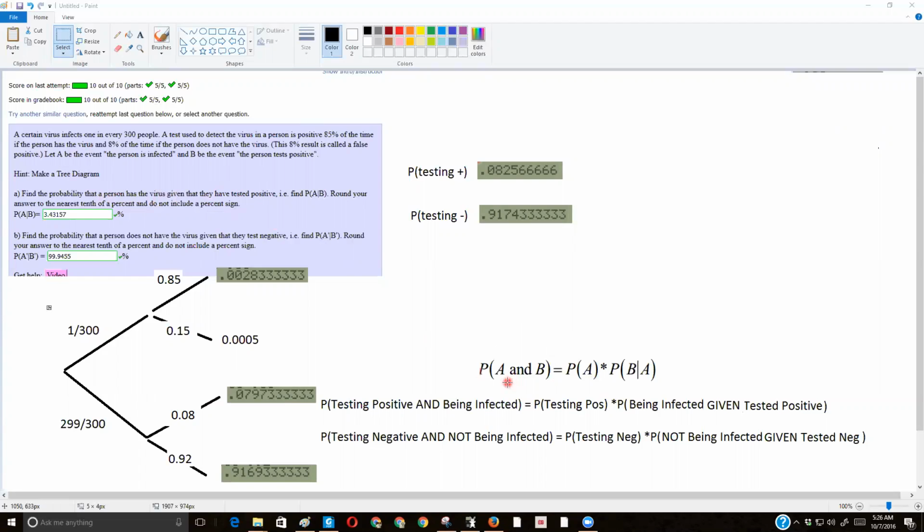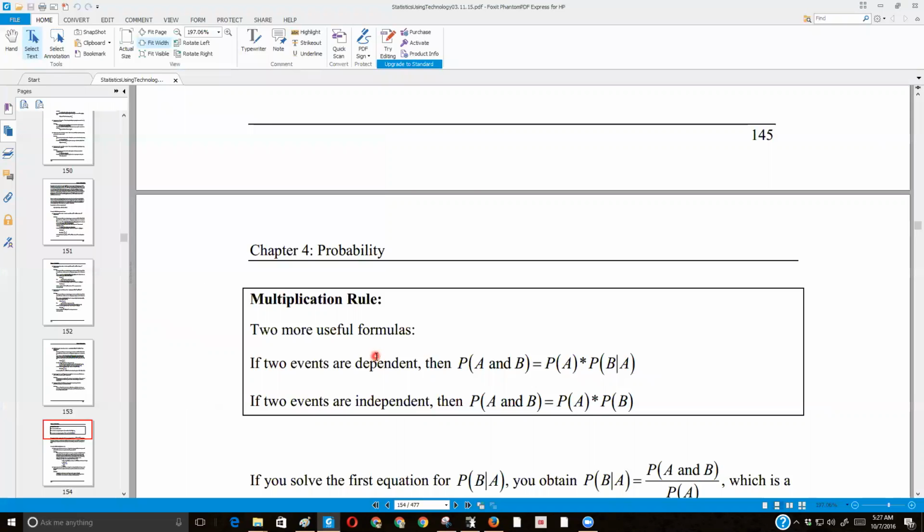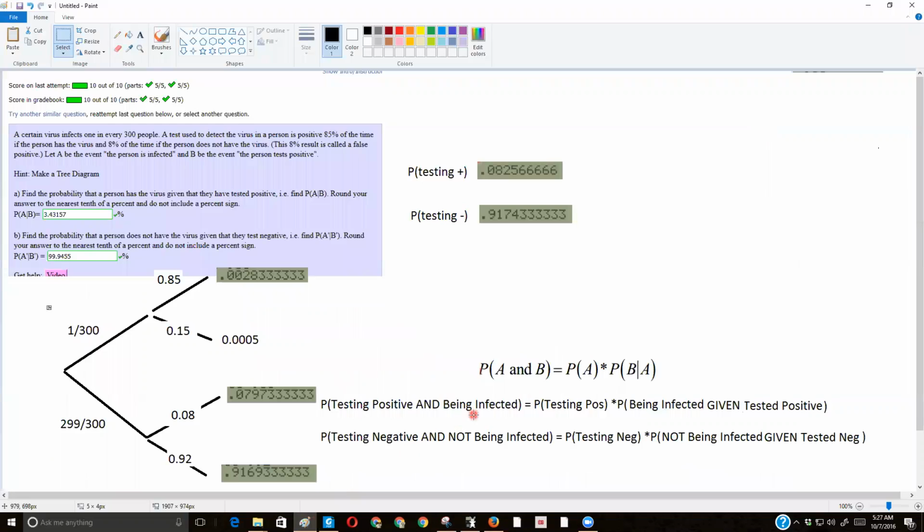So I went back to page 145 in the textbook and found these two problems. I guess it's 146. These are not independent events. For one thing, the probability of being infected is not the same as the probability of testing positive. So we know they're not independent. They're dependent. So we're going to use this formula. And this looks pretty complicated. What I tried to do is write it out in words for you. Maybe that'll help make it a little easier.